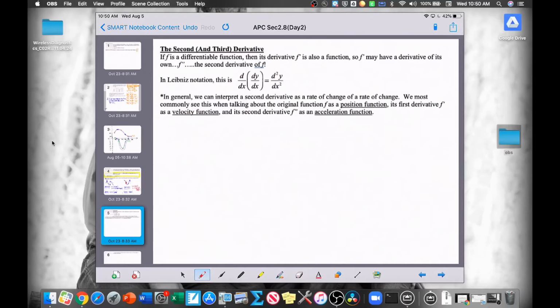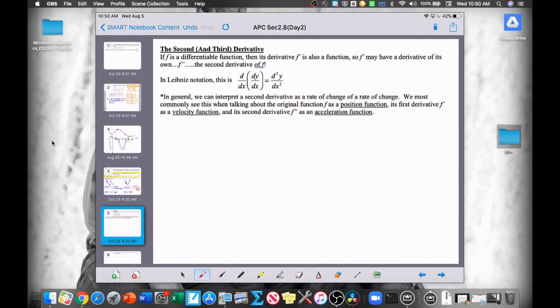If we begin with some function f of x, and we can find its first derivative, f prime of x, which is also a function, then why can't we find its second derivative, f prime prime of x, or its third derivative, f prime prime prime of x? And we could keep going.